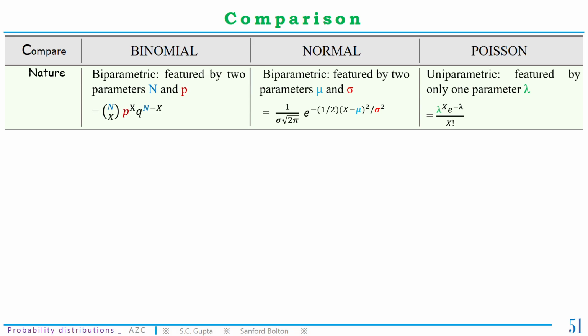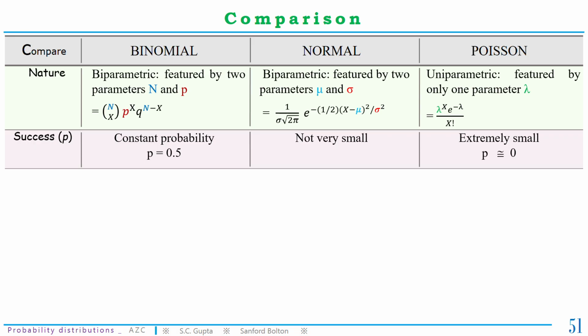Equations of the respective distributions are given here for comparison. In binomial distribution, there is constant probability, phi is 0.5. In normal distribution, probability is not very small. In Poisson distribution, the probability of success is extremely small. Phi is nearly zero.